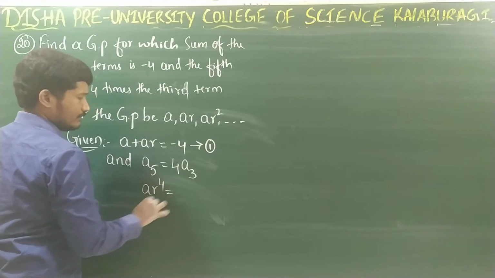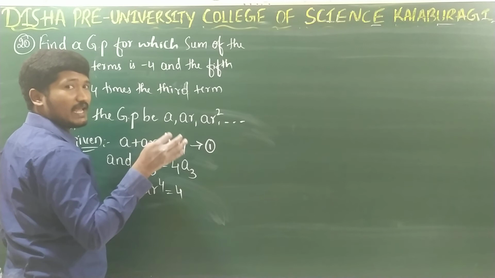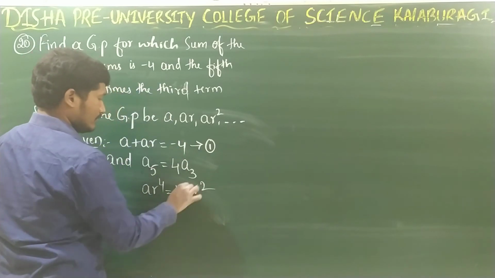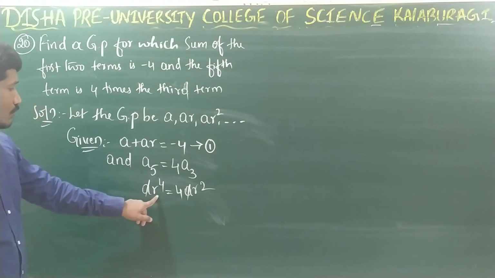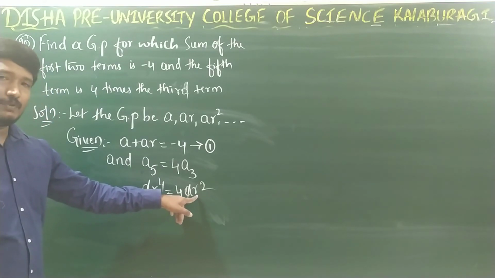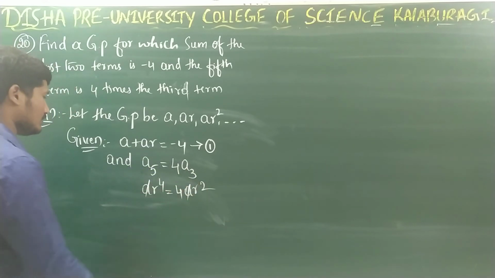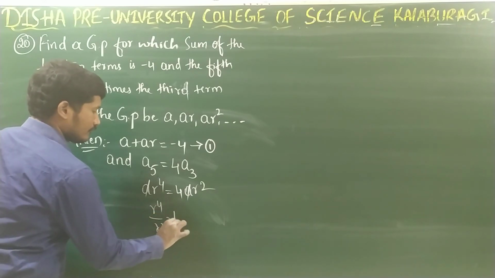It will be equal to 4 into A3, in the sense A into R power 3 minus 1, so it will be AR square. So A gets cancelled here, right? So you need the value for R. So let us transfer this to the LHS and keep 4 on the RHS. So R power 4 by R square is equal to 4.